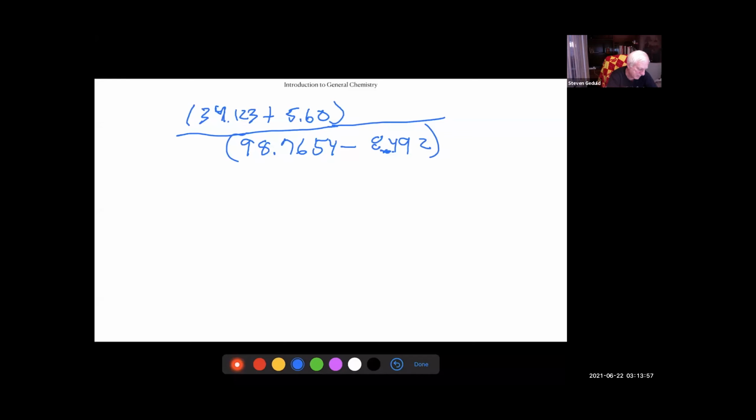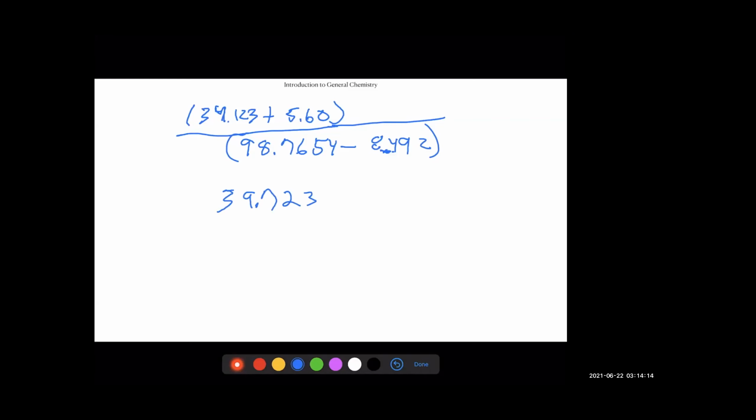34.123 plus 5.60. That comes out to 39.723. And you're only good to the least accurate number. It's only good to 2 places past the decimal. So this comes out to 39.72. That's your top number, right? You're only good to 2 places past the decimal, okay?